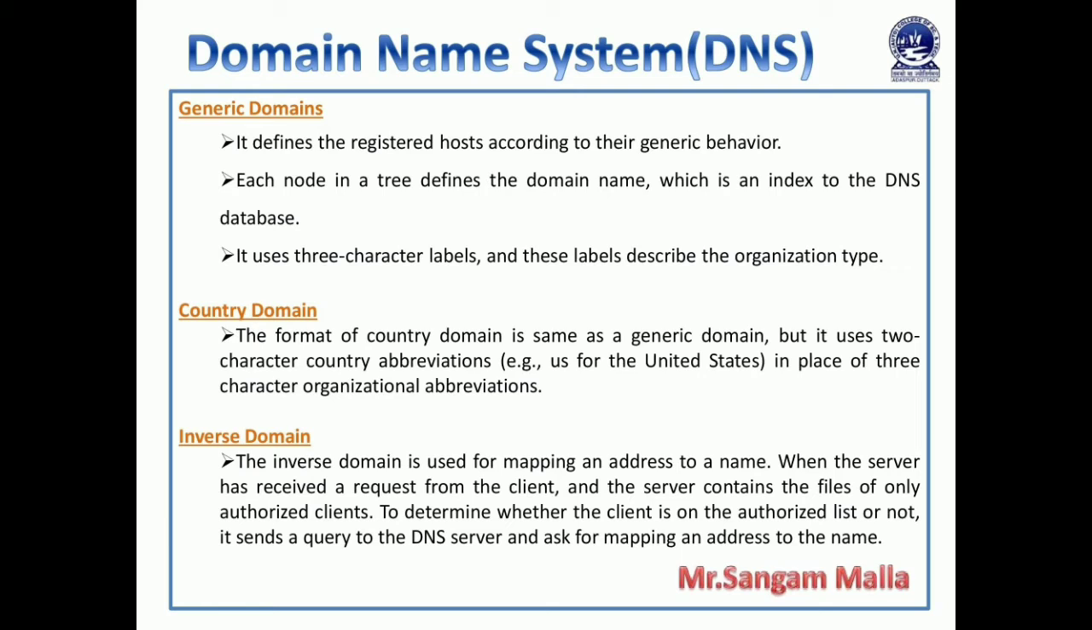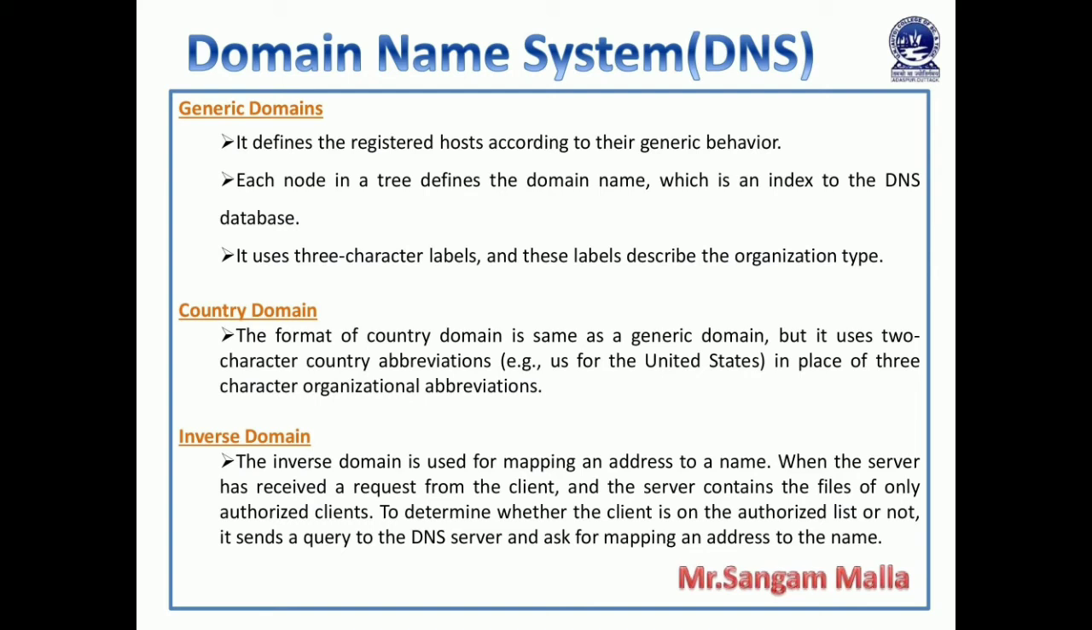So that name is linked with the IP address through the inverse domain only. When the server has received a request from the client, and the server contains a file of only authorized clients, to determine whether the client is on the authorized list or not, it sends a query to the DNS server and asks for mapping an address to the name.